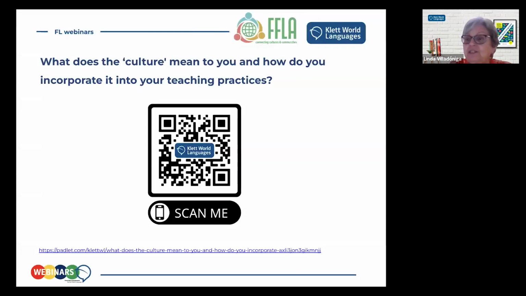The first question that we're going to ask you as our participants is, what does culture mean to you and how do you incorporate it into your teaching practices? Just a short answer, and you can use either the QR code or the URL down there. We're going to give you about a minute to put in your answers. If you have any problem scanning the QR code, I just placed the link in the chat so you can go to the Padlet.